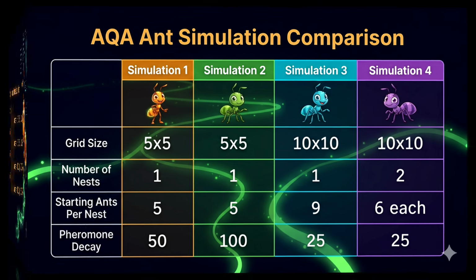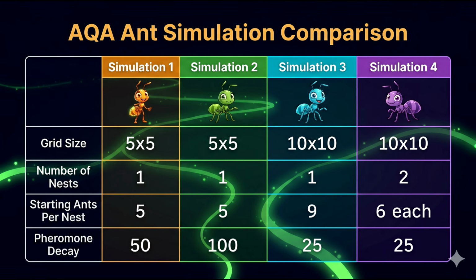Here are all 4 simulations compared. You absolutely need to know these for the exams. They come up in the theory questions about the grid size, ant count, and the effect of different decay rates. Notice that simulation 1 and 2 are identical except for pheromone decay. Simulation 2 has decay 100 versus simulation 1's 50. So trails fade twice as fast as in simulation 1. This means ants lose track of the food source more quickly and the colony would struggle more.